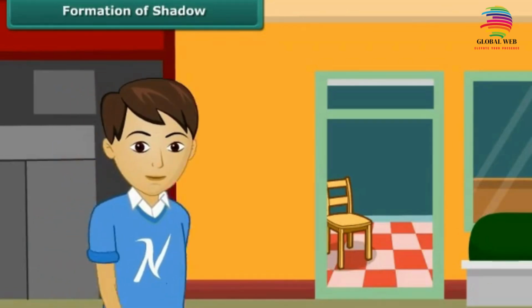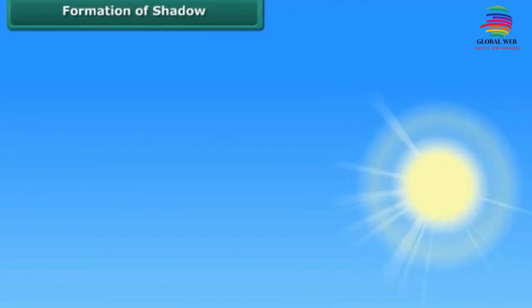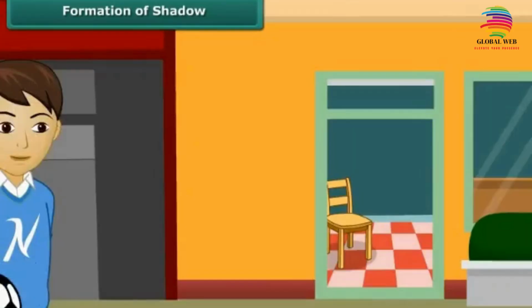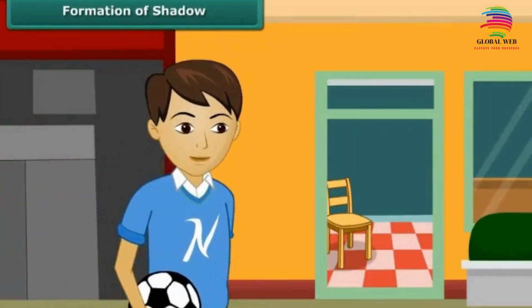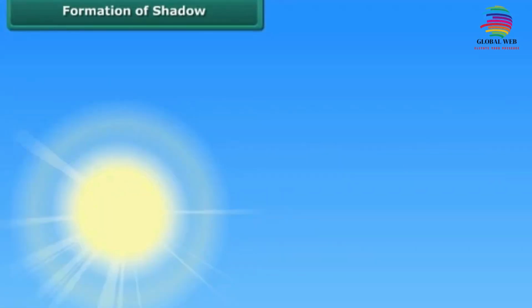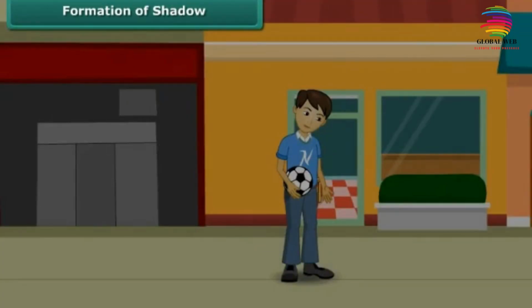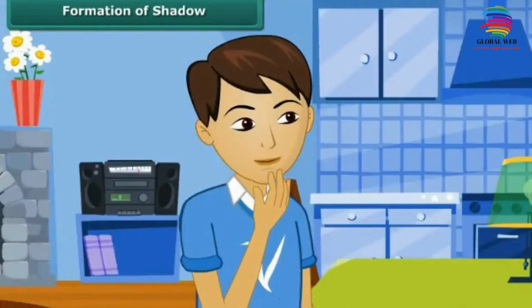On a Sunday morning, you are on your way to the market to buy some milk. The sun is shining bright on your face. You see your shadow on the ground behind you. The same day in the evening, you are out in the park playing football. The sun's rays fall on your back. You see your shadow on the ground in front of you. After a while, the sun sets. There are no more shadows. You are confused. You want to understand when shadows are formed. You are also curious to know the direction in which shadows are formed.